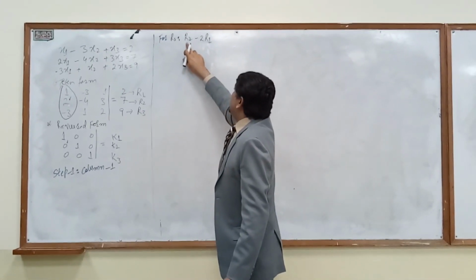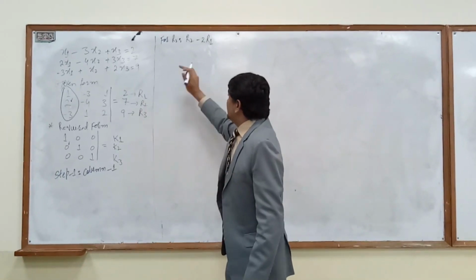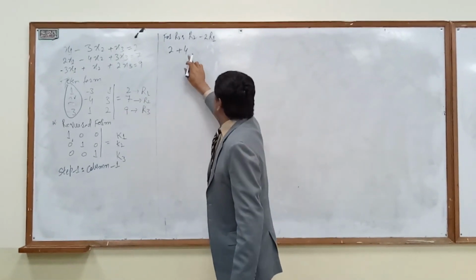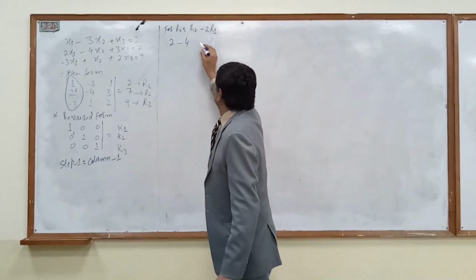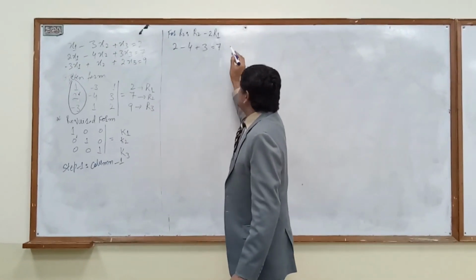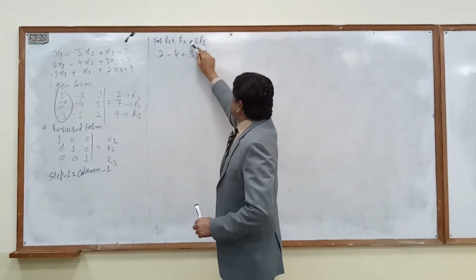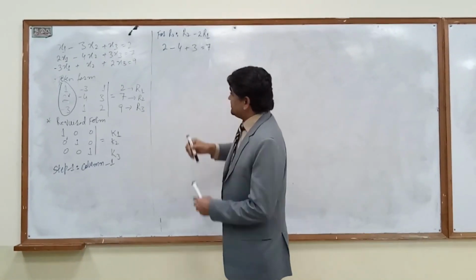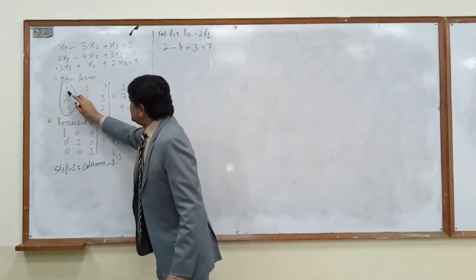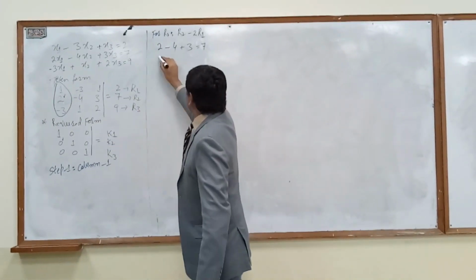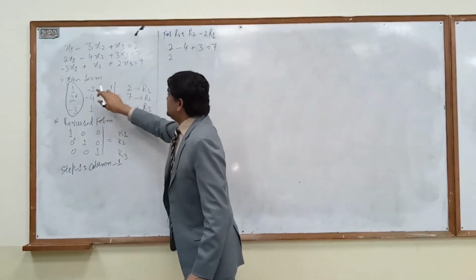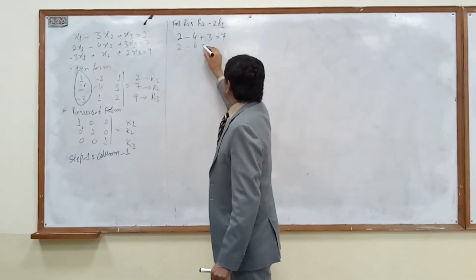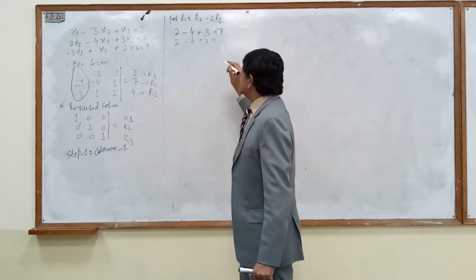So this expression is clear. What is this expression? R2 is given. What are the values in R2? 2, minus 4, 3 is equal to 7. So ignore the negative sign for now; after putting in the values, we can change the sign. So what is R1? R1 is 1. 2 multiplied by 1, the answer is 2.